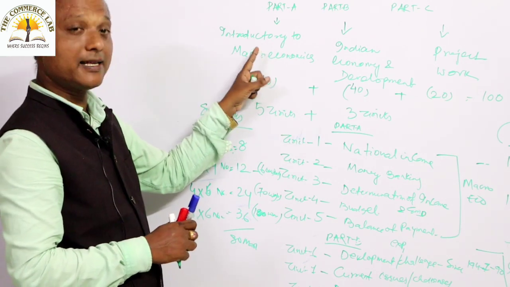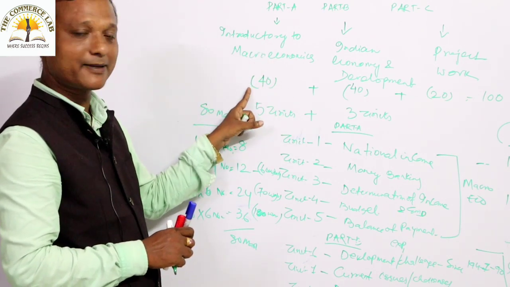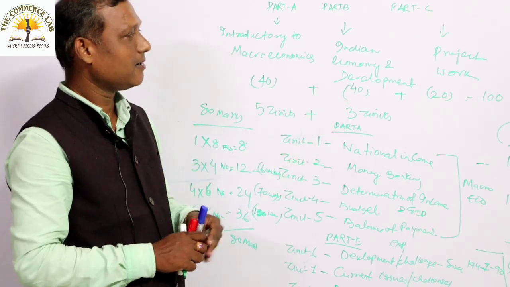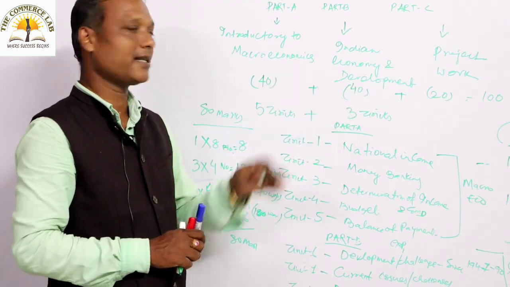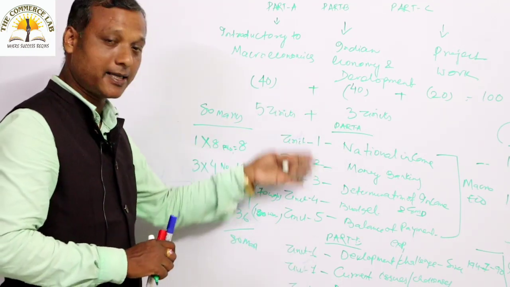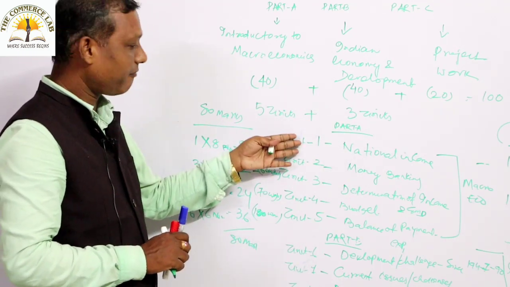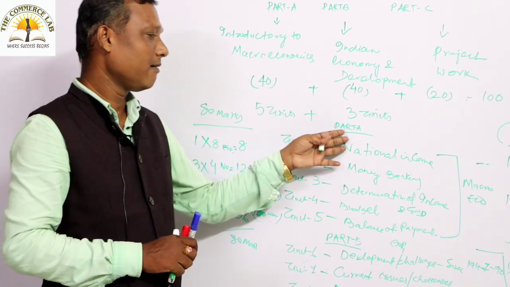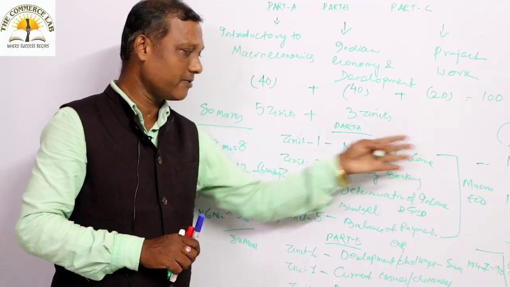Part A, consisting of introductory macroeconomics, is 40 marks. Part B is Indian economy and development, also 40 marks, and Part C is 20 marks, that is the project mark. The entire paper is 100 marks. Then I have given the unit-wise analysis, 5 units from Part A and 3 units from Part B. Chapter-wise I have given the mark distribution.